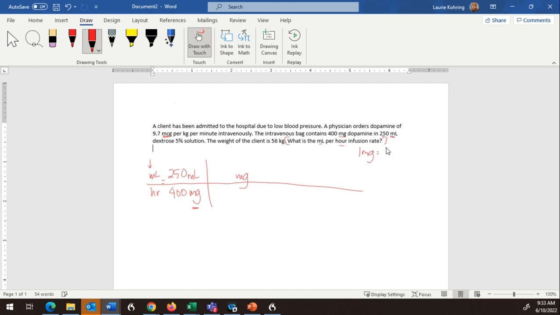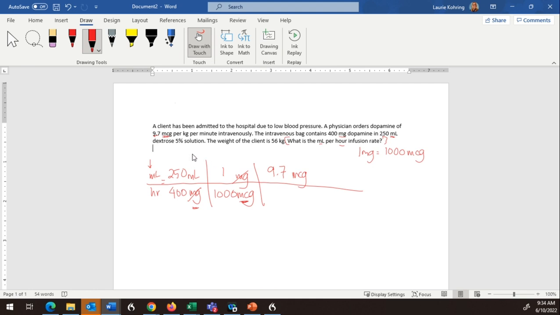So 1 milligram is 1,000 micrograms. Now I can pull that in here. That lets me cancel out my milligrams. Next is placing micrograms, because that's what's down here, and then go look for it in the question. So I see it there. So we have 9.7 micrograms.